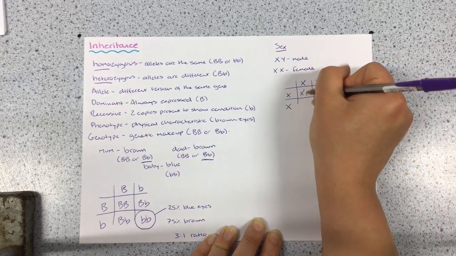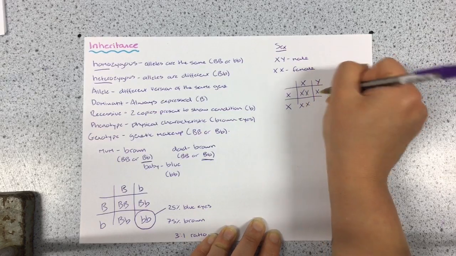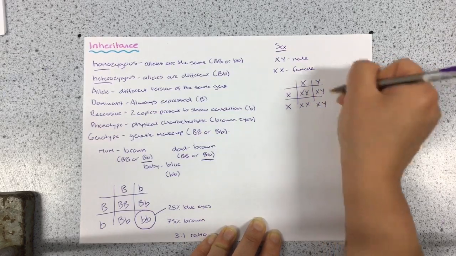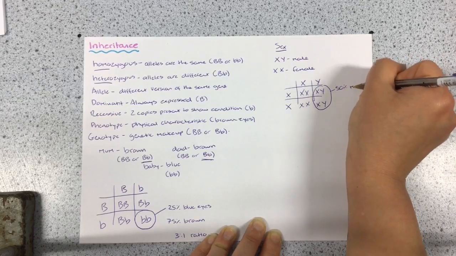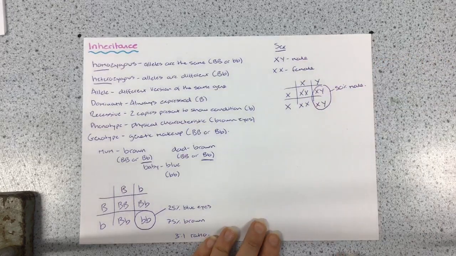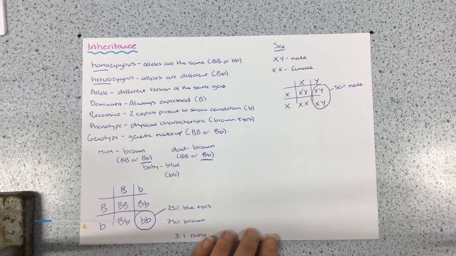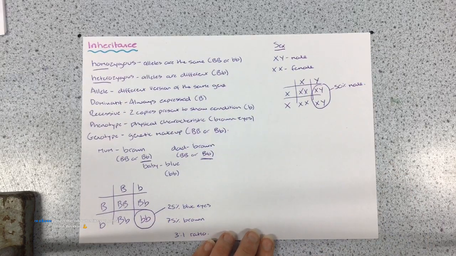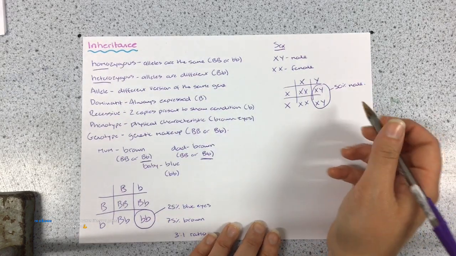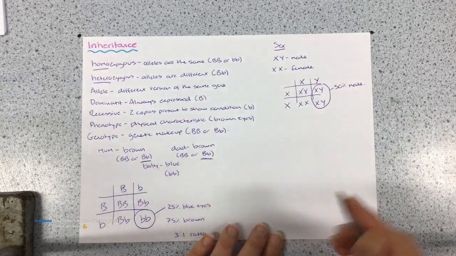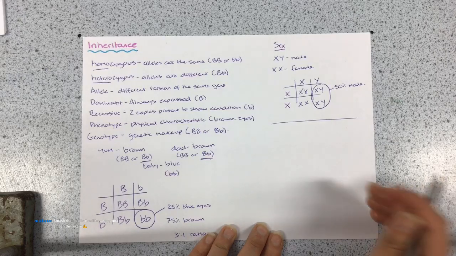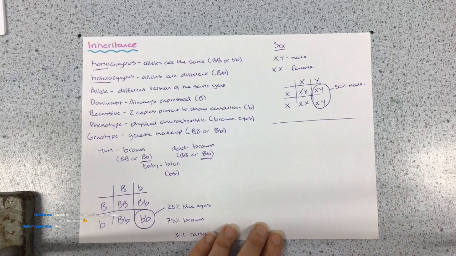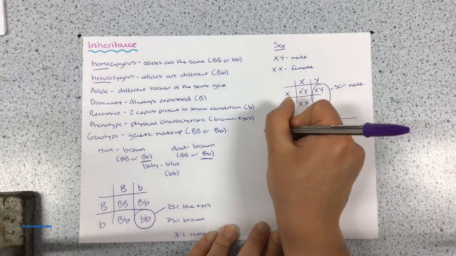So if we were to fill this in, then 50% of the offspring would be male and 50% would be female. Okay? That's sex determination. That's more likely to come on a foundation paper rather than a higher paper. The other bit about inheritance before we do a couple of exam questions, you need to know about the inherited disorders. So there are two. There's cystic fibrosis and there's polydactyly.